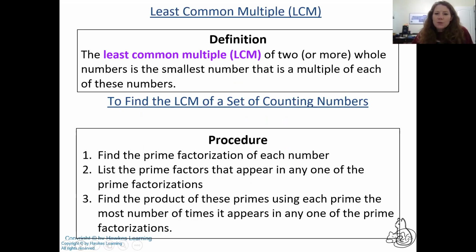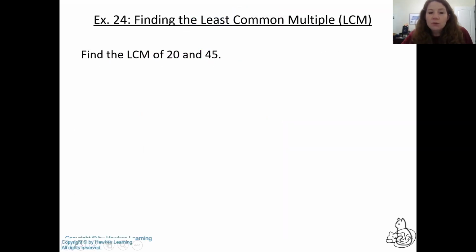All right, so now this is really the heart of this section. We're going to find the prime factorization in order to figure out the least common multiple of 2 or more whole numbers, including numbers that have variables. To find the least common multiple, now factors are small numbers, but these are multiples. Multiples are large numbers. So this is great practice, so we'll start with these two.